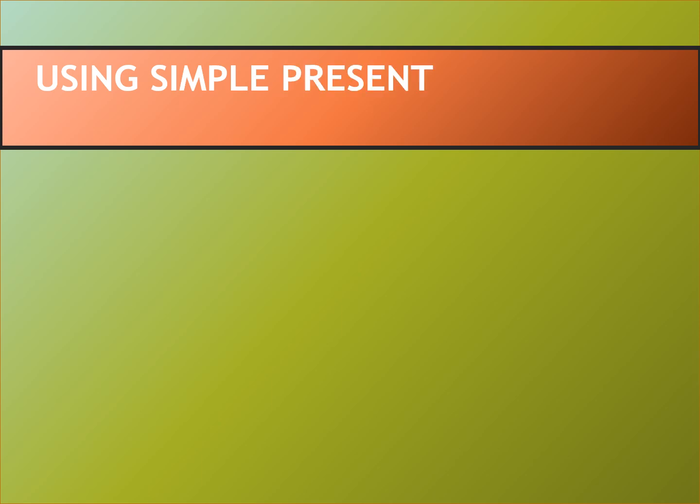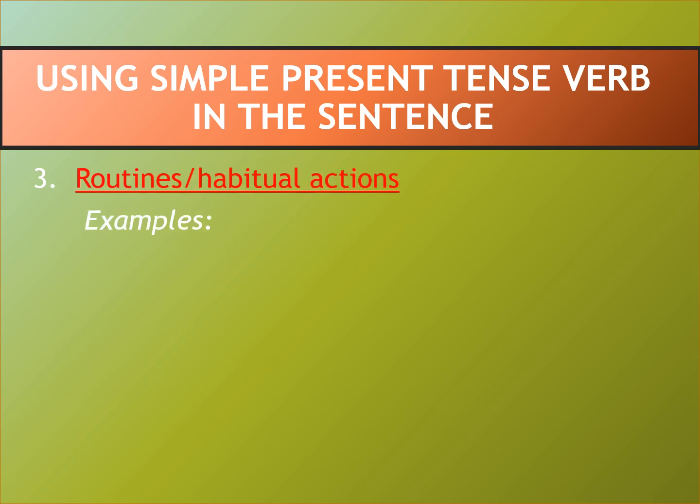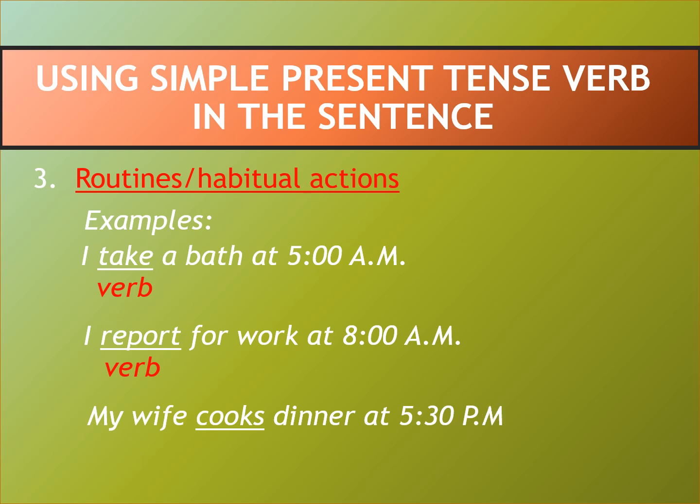So let's now continue using simple present tense verb in the sentence. The third one is routines or habitual actions. Examples, I take a bath at 5 a.m. The verb there is take. Second example, I report for work at 8 a.m. The verb there is report. And the third one is my wife cooks dinner at 5:30 p.m. The verb there is cooks.